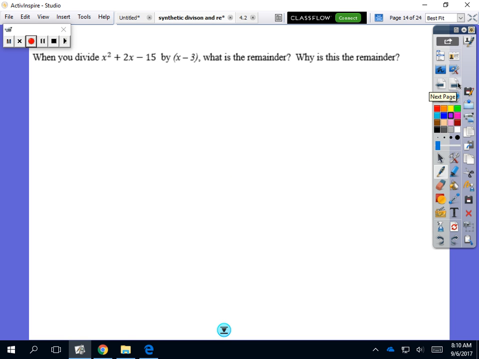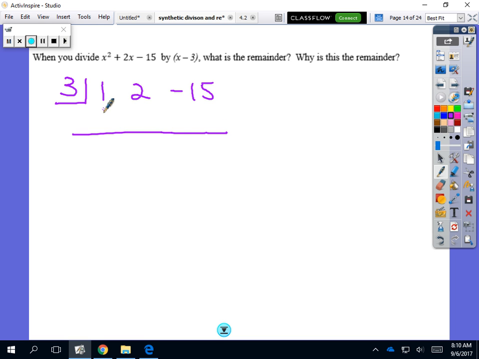In these notes, some of the things did not print. So you're dividing by x minus 3. When I do that, in the box, I'm going to put 3, because I want the opposite of this number. And then my coefficients: it's a quadratic with 3 terms, and I have all my terms, so I don't need any zeros. So I use 1, 2, and -15.